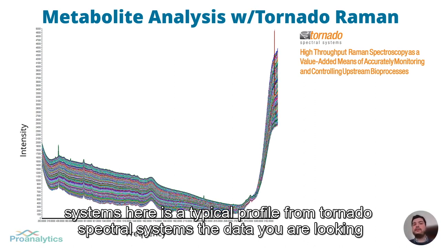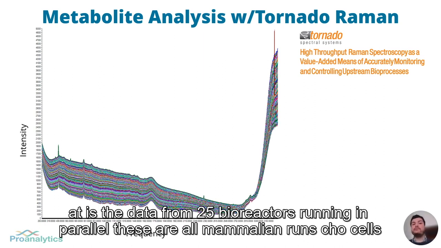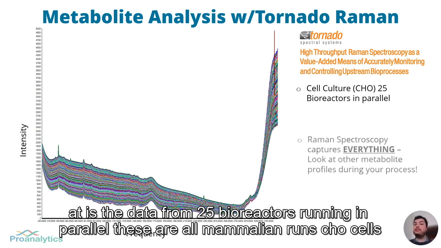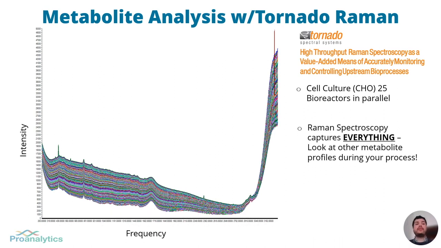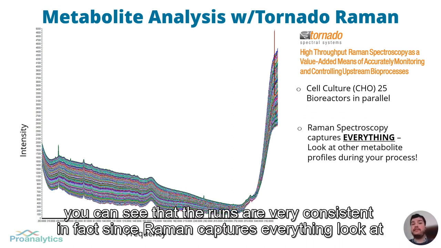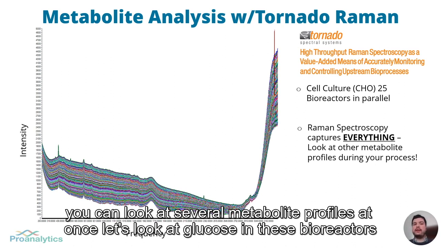Here is a typical profile from Tornado Spectral Systems. The data you are looking at is the data from 25 bioreactors running in parallel. These are all mammalian runs, CHO cells. You can see that the runs are very consistent. In fact, since Raman captures everything, you can look at several metabolite profiles at once.